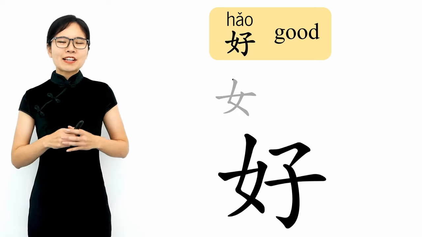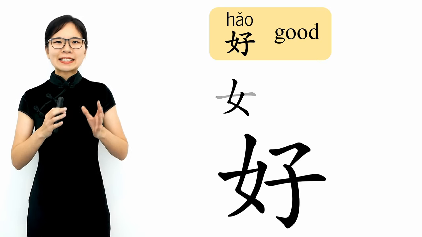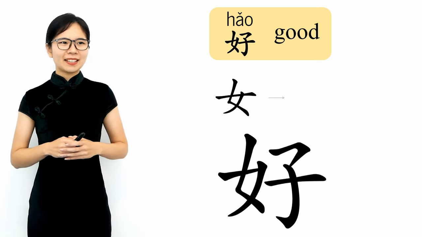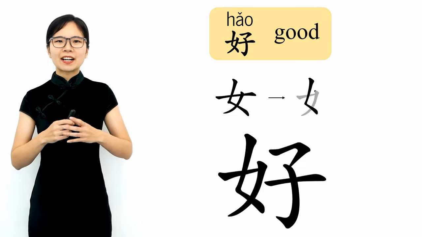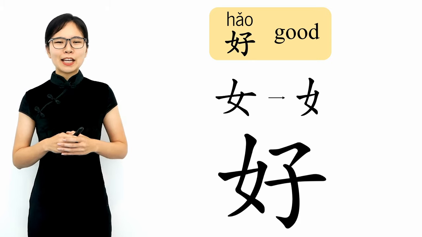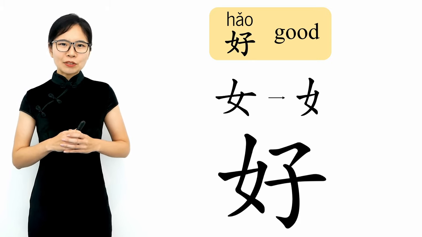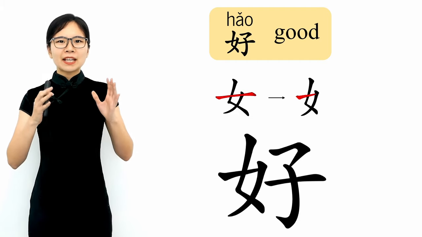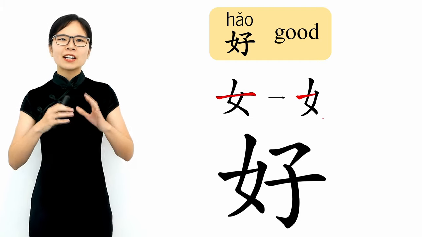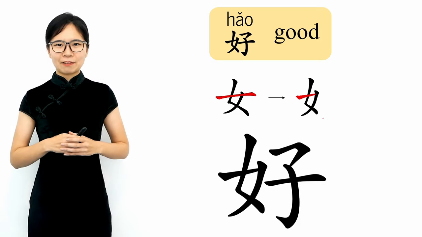Here is the way woman is written as a standalone character. And here is the way woman is written in the character hao. Notice that in addition to being written more narrowly, the horizontal stroke is shorter and no longer extends to the right side of the character.